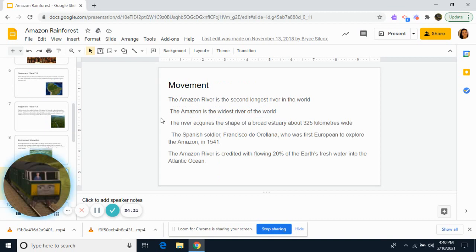Movement. The Amazon River is the second longest river in the world, and the widest river in the world. The river takes the shape of a funnel-shaped estuary about 325 kilometers wide. The Spanish soldier Francisco de Orellana was the first European to explore the Amazon, in 1541. That's a long time ago. The Amazon River is credited with flowing 20% of the Earth's fresh water into the Atlantic Ocean.